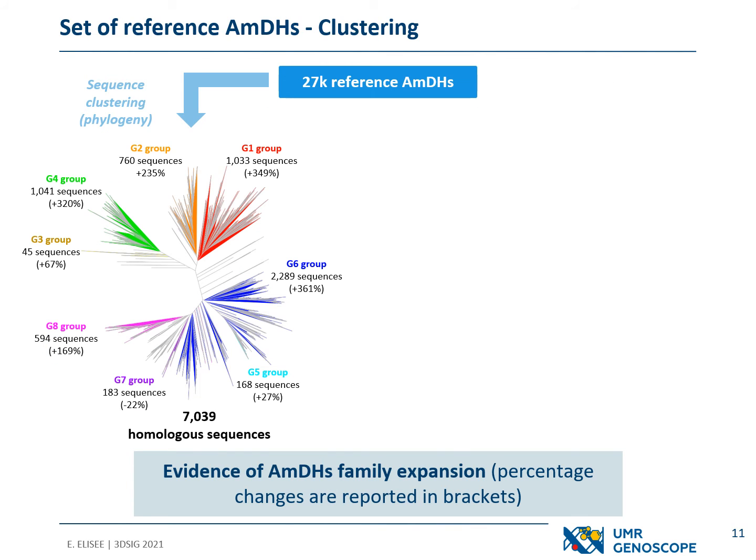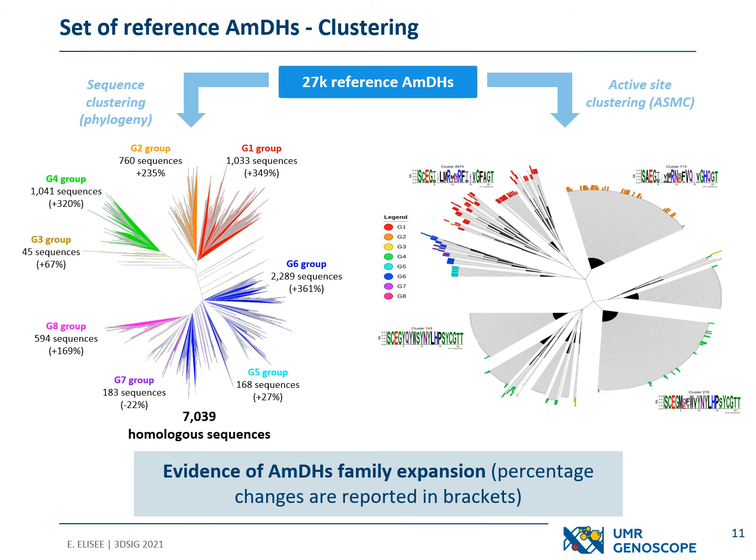Then we clusterize this set using 95% identity and 90% coverage criteria, and we generate the corresponding phylogenetic tree using IQ-TREE software. You can see the cluster group size and, in brackets, the percentage changes, showing evidence of AMDH family expansion with more than 7,000 homologous sequences compared to the 2,000 initial ones.